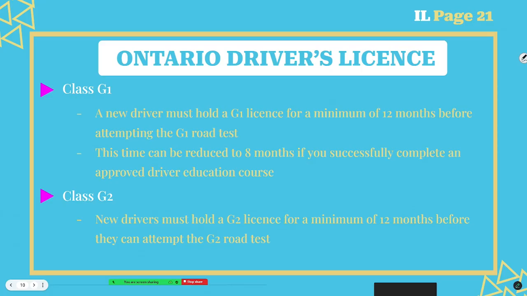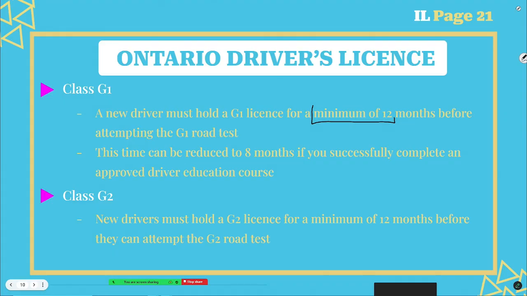The first is Class G1. A new driver must hold a G1 license for a minimum of 12 months before attempting the G1 road test. This is why we have that minimum. The quickest you can get it done is 20 months because you have to have a G1 license for at least 12 months. That's at least 1 year.